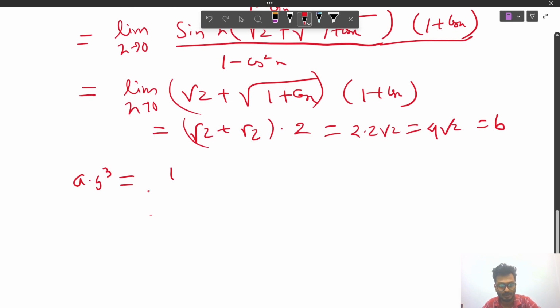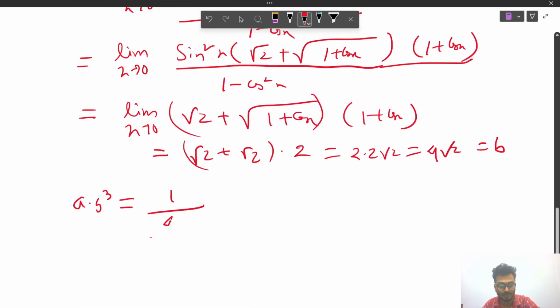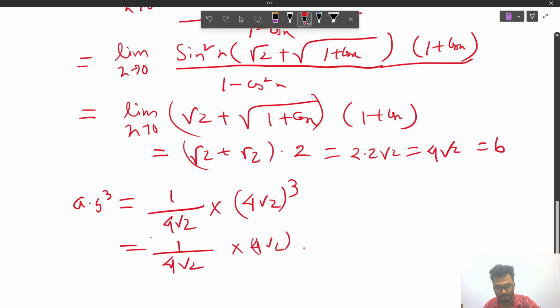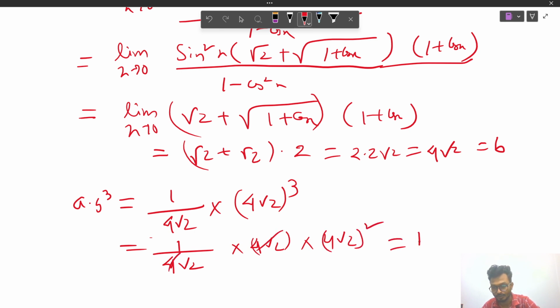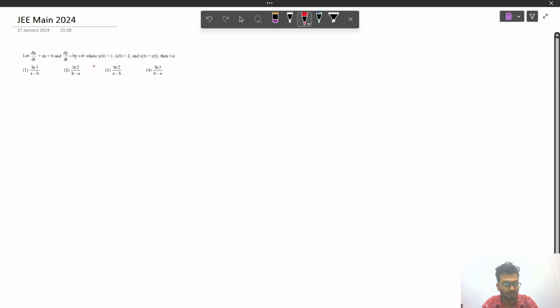So a is 1 by 4 root 2, into b cube, which means 4 root 2 whole cube. So 1 by 4 root 2 we can write into 4 root 2 into 4 root 2 whole square. So this will get cancelled and it will be 16 into 2, that means 32. So which option was correct? This option was correct. Now let's jump into the last question.